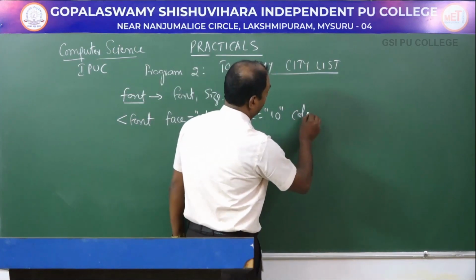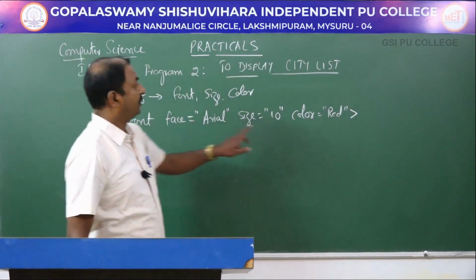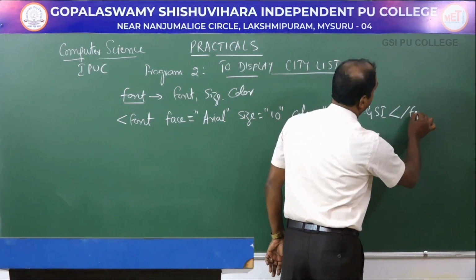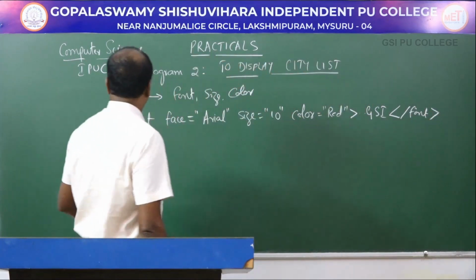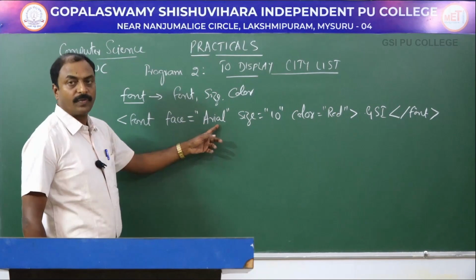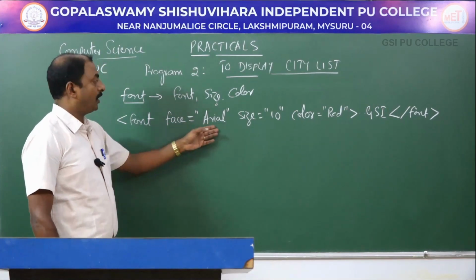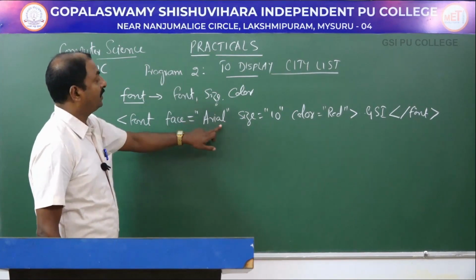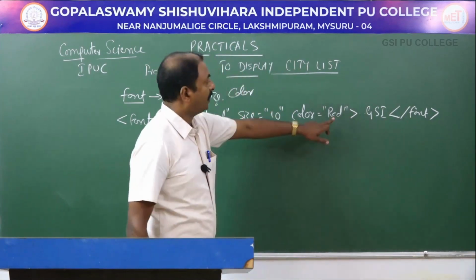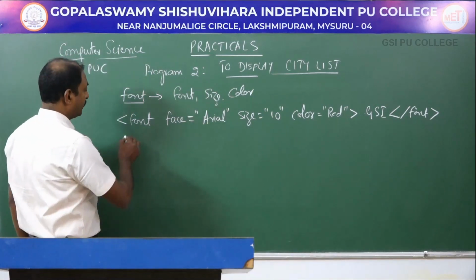Next, the color of the font can also be used here. If I say color is red and now I am closing this font tag, this is the syntax and example. Here the content is, well, then we have to close this font tag. So students, this font tag is used to display the text in different faces, that is different fonts, different sizes and different colors. In this example, font face is Arial, size is 10, color is red, so the information GSI will appear in red color with size 10 and font Arial.